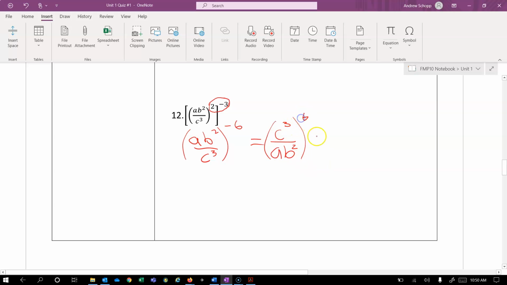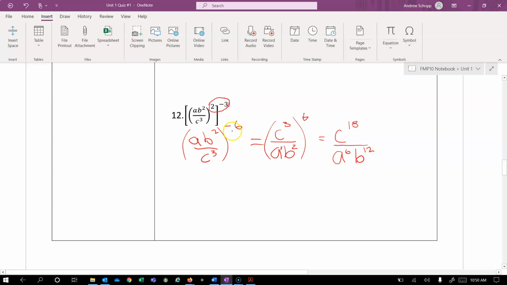Then our exponent will be positive, and then we can distribute it in. So c to the power of 3 to the power of 6, we multiply the exponents, get c to the power of 18 in the denominator. Don't forget a has an exponent of 1, and a has to be raised to the power of 6. And b squared raised to the power of 6 gives us b to the power of 12.